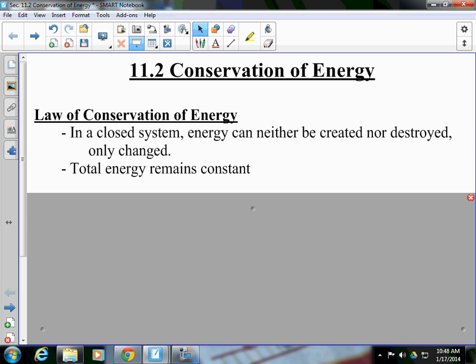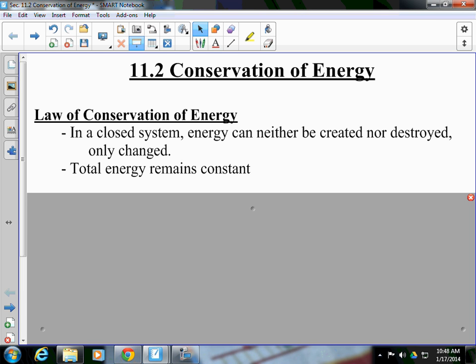This is just like every other conservation law we've talked about in physics or in chemistry, for example, the conservation of mass. Mass cannot be created nor destroyed in a chemical reaction. It only can be changed. The same thing with energy. In a closed, isolated system, energy can neither be created nor destroyed, only changed.